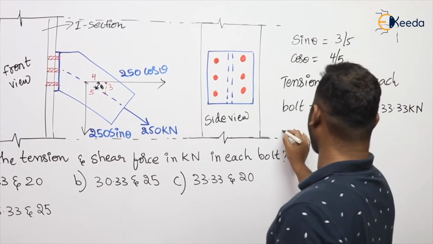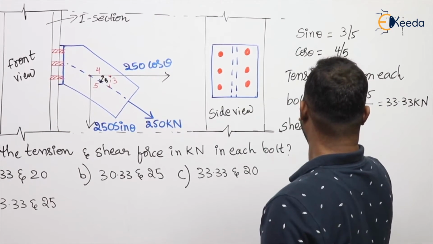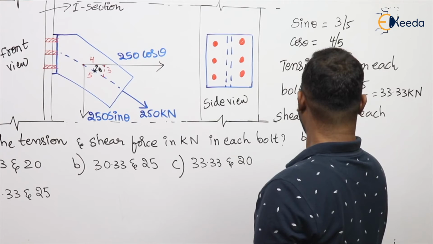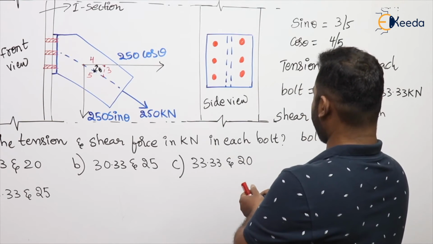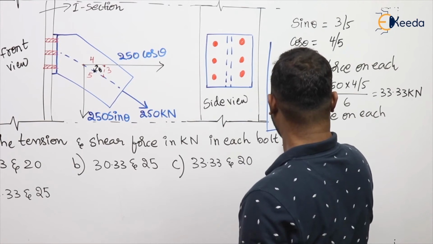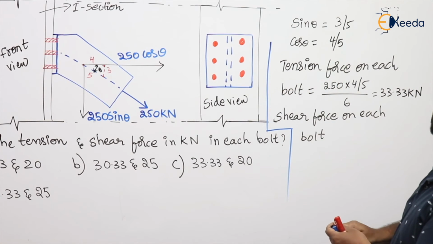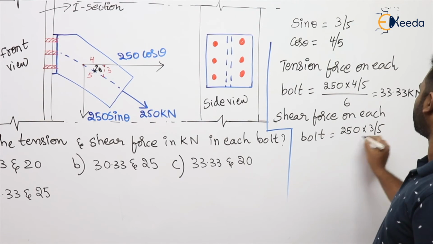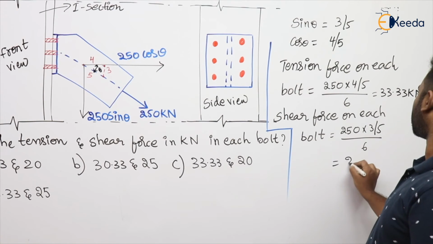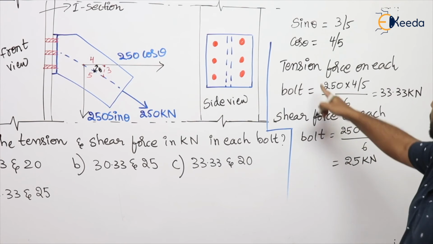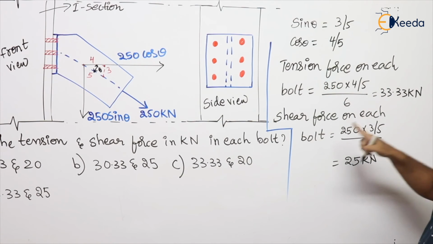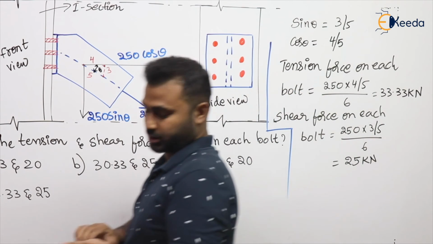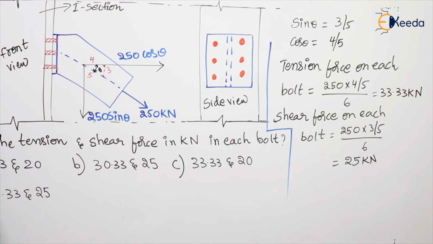Now coming to the shear force. Shear force on each bolt is 250 sin theta, that is 250 times 3 by 5, divided by 6. Upon simplifying, we get 25 kilonewton. So the tension force on each bolt is 33.33 kilonewton and the shear force on each bolt is 25 kilonewton. Then obviously the correct option is the fourth option. Take it out.